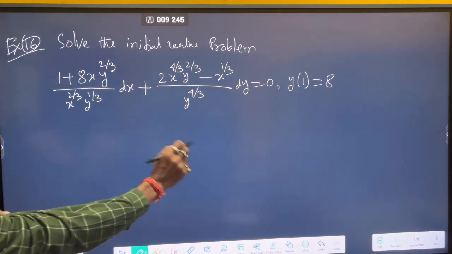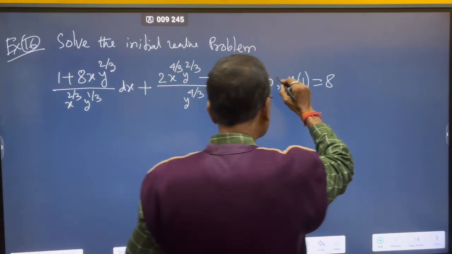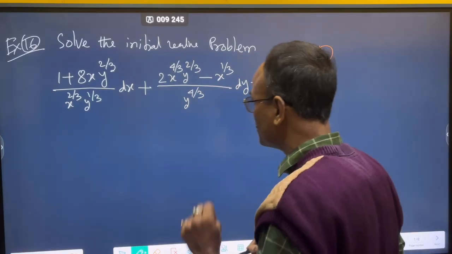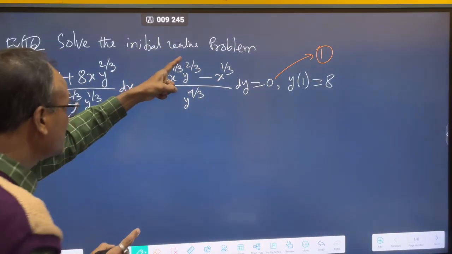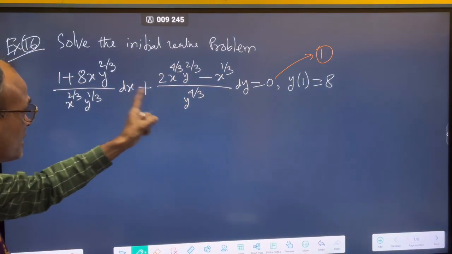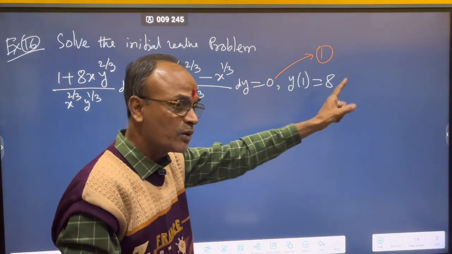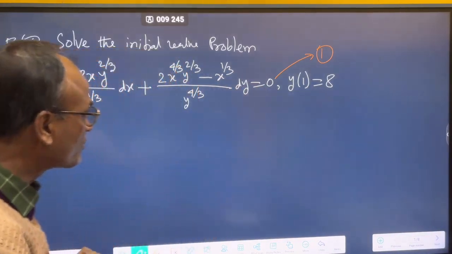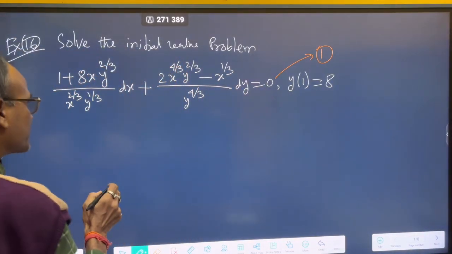Question number 16. Suppose this equation is number 1. Solve the initial value problem: this dx plus this dy equal to 0, y(1) equal to 8. This is the initial value problem. We have to solve these differential equations.